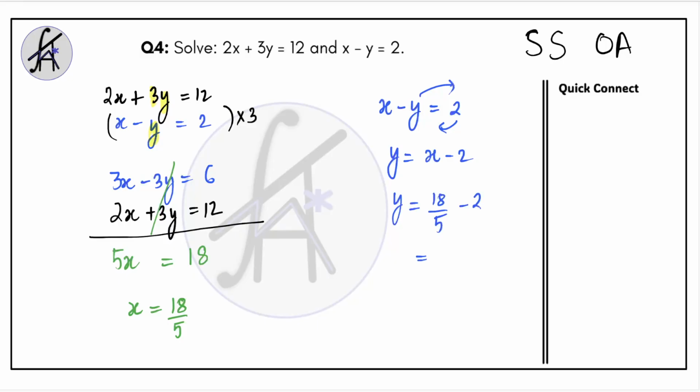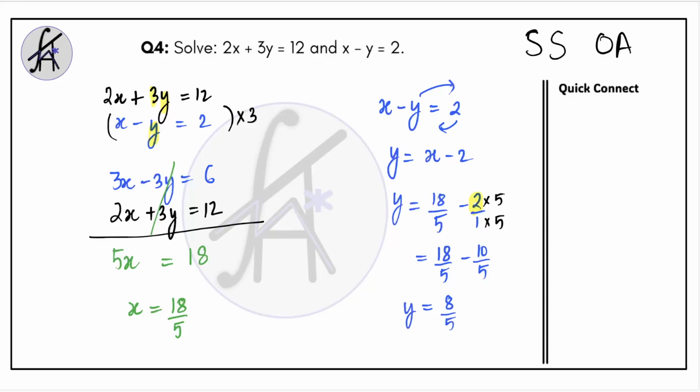If you don't know how to fix it, 2 over 1, what do we need to do? We need to make the denominators the same. That is a very basic thing, but times it by 5, because the other denominator is 5. So that turns out to be 18 fifths, take away 10 fifths. So 18 take away 10 is 8 fifths. And that's what our answer is.